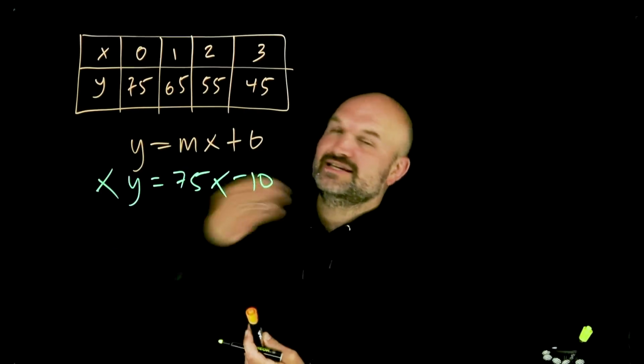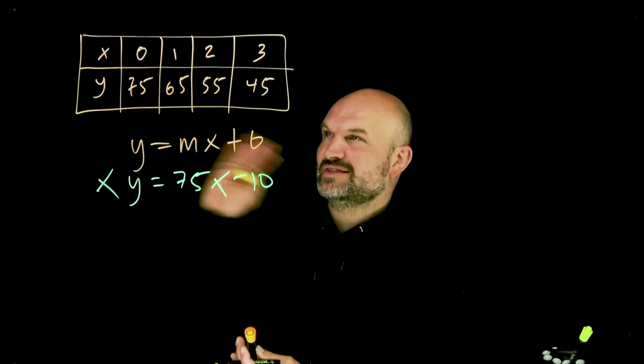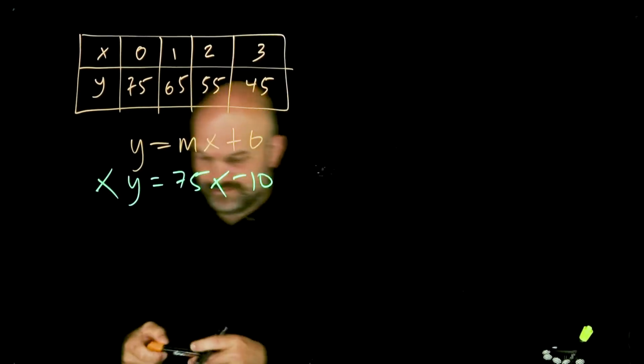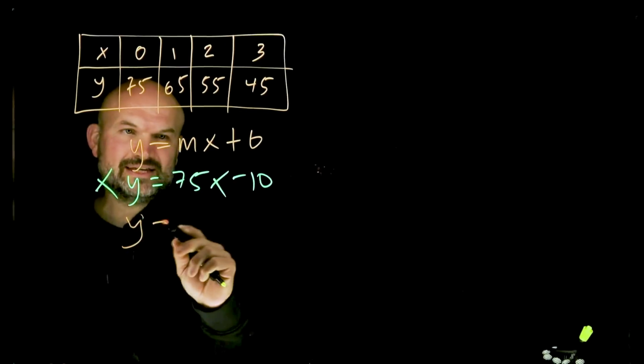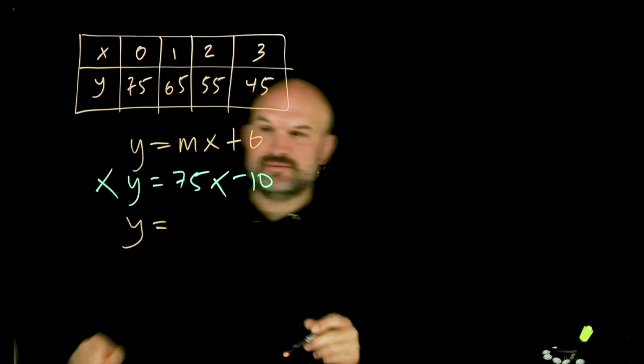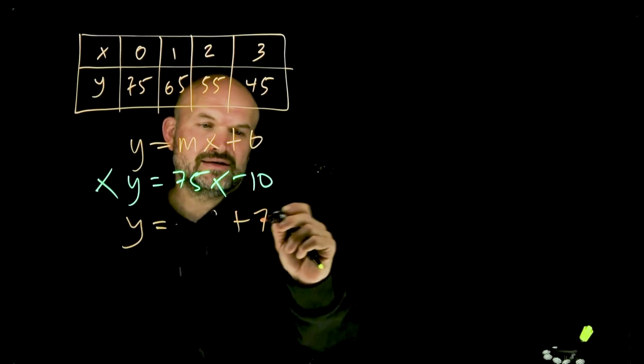So they have the correct idea, right? But the y-intercept, remember, is when x is equal to 0, and that is going to be your b. So if I was going to write this correctly, I know that when x equals 0, that's going to be my y-intercept. This is going to be my b. So I'm going to have a plus 75.